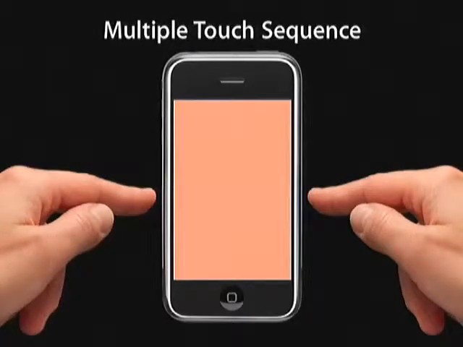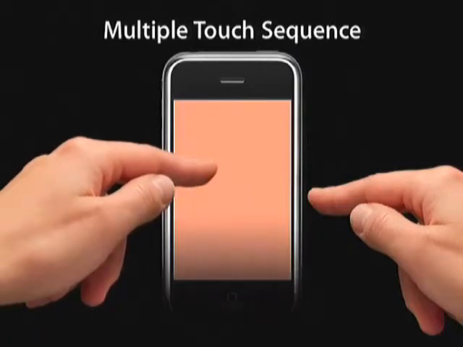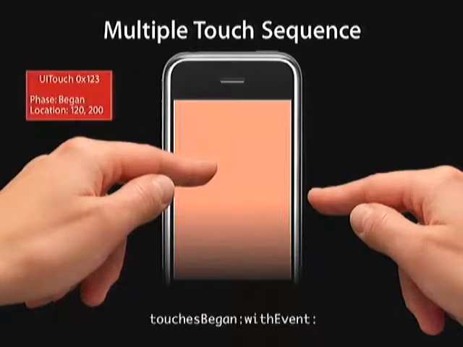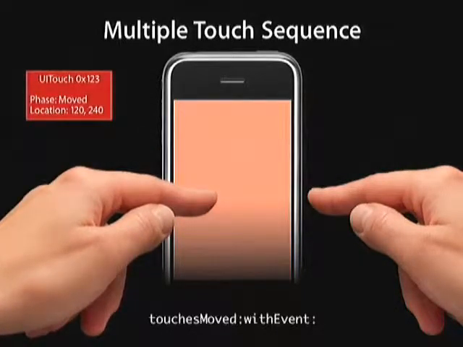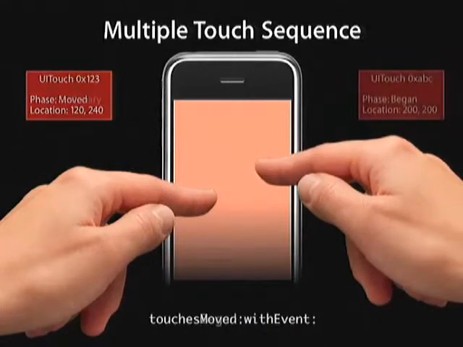So looking at what actually happens when the user does this now, we've got 2 separate fingers. If the user puts one finger down, they'll get touches began with event called. And we'll create one new UI touch instance, 0x123. And it's going to be in phase began and have some location. And if we move it, it'll get updated to location, phase moved. It'll get a new location. We'll call touches moved. Now, if the user puts down another finger, we're going to create a new UI touch instance to represent this finger. We'll call that one 0xABC.